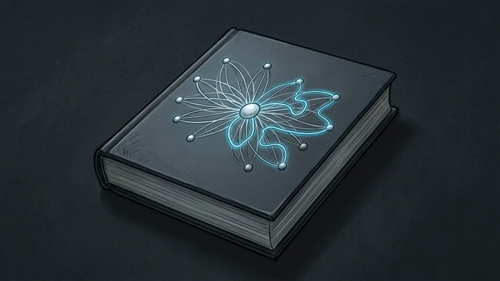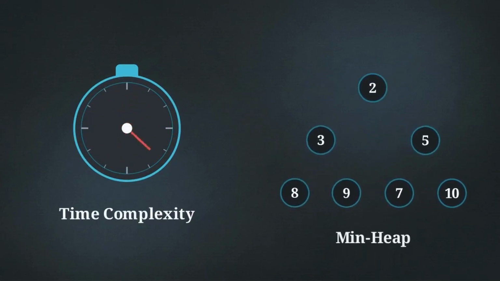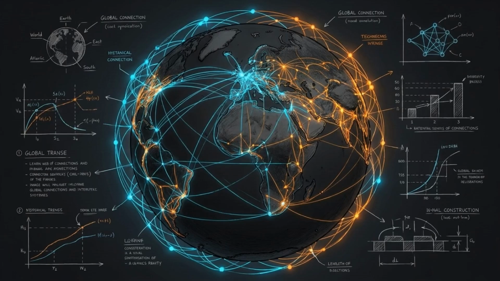Understanding the theoretical framework is the first step. Next, we will analyze the time complexity of this process and optimize the code using a min-heap priority queue. Prim's algorithm demonstrates how a series of localized, greedy decisions can be used to construct a globally optimized network.